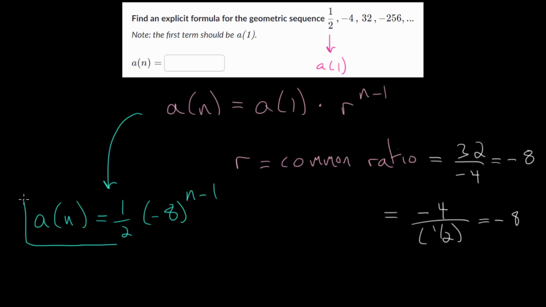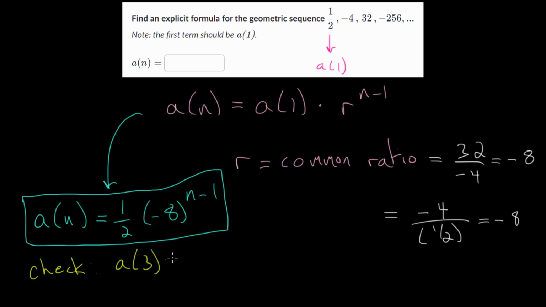So this is what we think is our answer, but to know for sure, we're going to want to check this. And to check this, we just have to find a specific term in the sequence and plug in that n value into our formula and see if we get back the same number. So let's use the third term this time, since we know that a of 3, the third term in this sequence, is equal to 32.